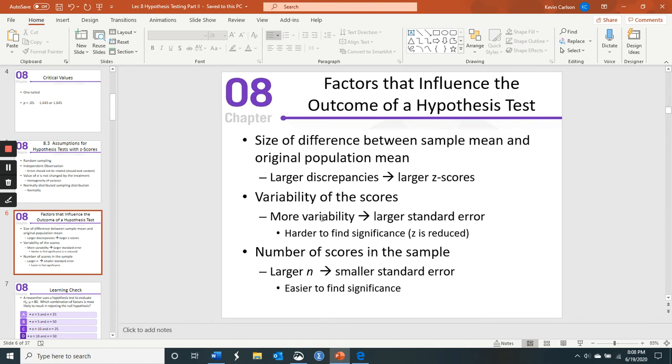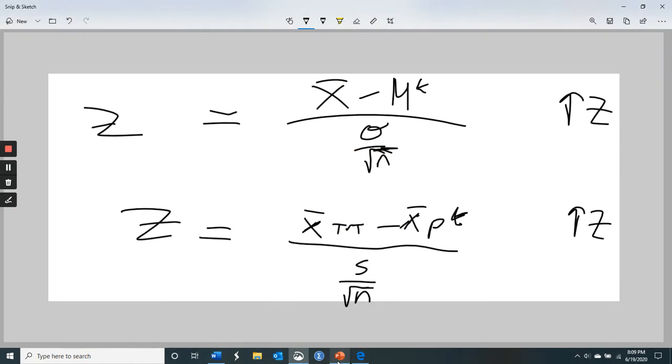And then the second point is saying that the more variability, your z-score goes down. So I'm actually going to erase this because we're going to go down in our z-score. So the larger the variability is right here.